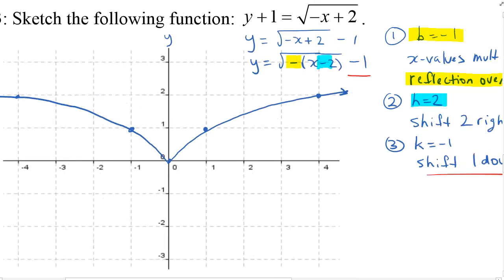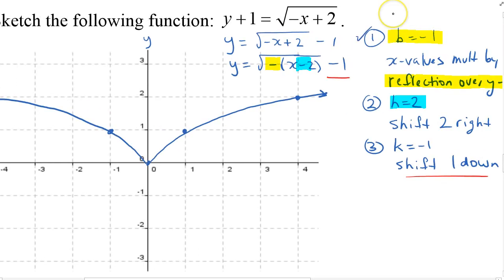Okay, so that we've done this piece. Check. Now we need to, you know what, let's do this at the same time. We're going to shift 2 to the right, and we're going to shift 1 down. So 2 to the right and 1 down.